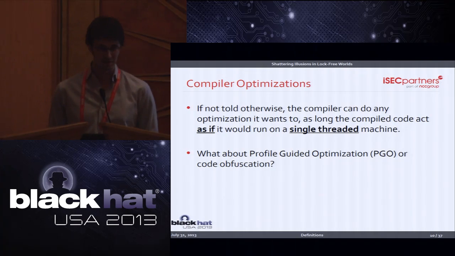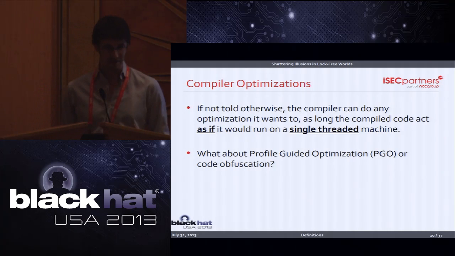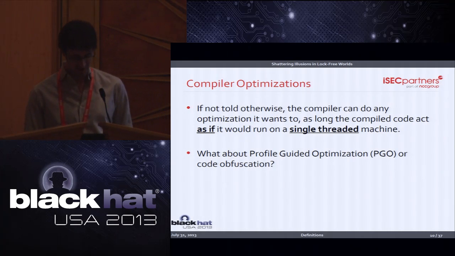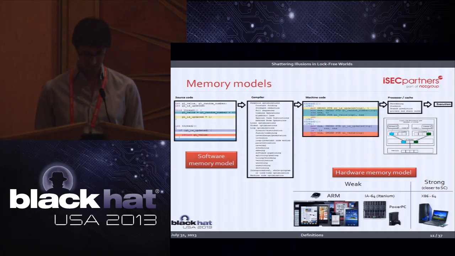So let's talk about compiler specifics. In addition to potentially reordering what you write, it can do a lot of other optimizations. And it does that assuming the code you write runs on a single thread if you don't tell it otherwise. In addition, there are things like profile-guided optimizations or even add-ons to the compiler to obfuscate the generated code you write that can potentially create other issues. But I'm not going to talk about them today.